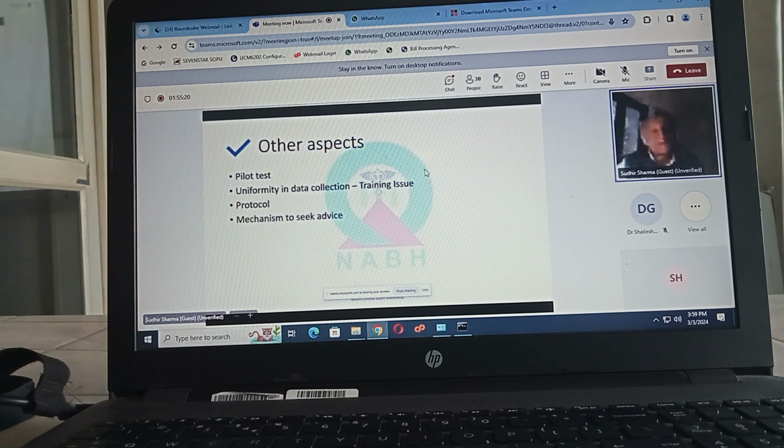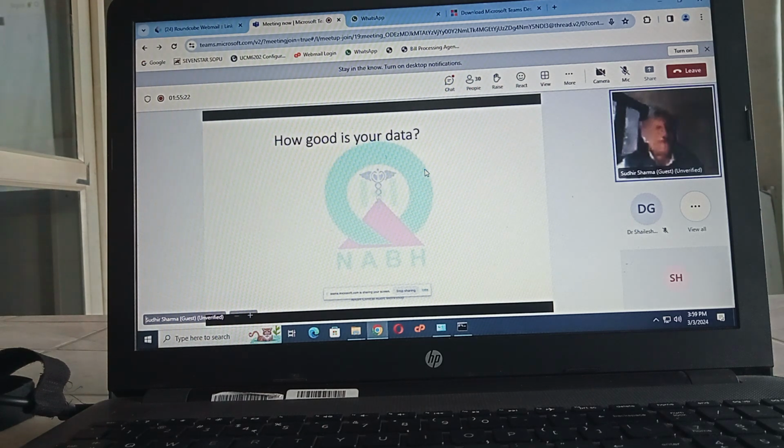And mechanical procedure is entered. So how good is your data? That has to be good because everybody is making a lot of effort in it.